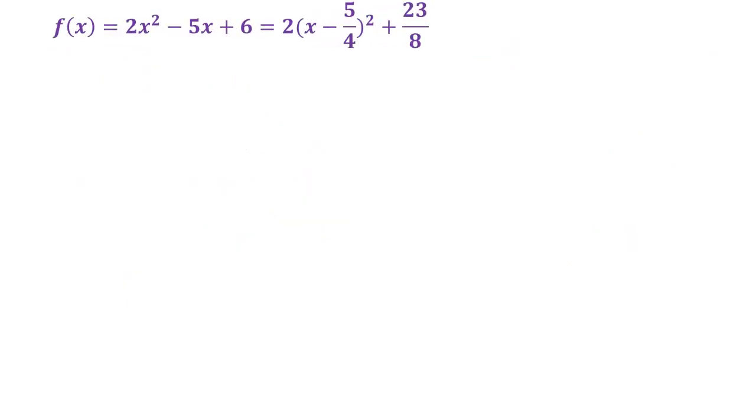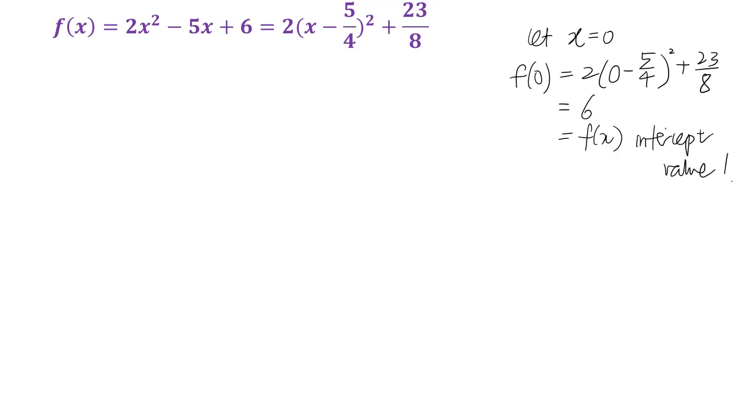Right, so we have done the completed form for this function 2x squared minus 5x plus 6. So what kind of information can we derive from this completed form? Okay, so first of all, we're going to find your f(x) intercept value. If you were to replace f(x) with the letter y, then we're actually finding the y-intercept value. So to find it means we let x equals 0. When you substitute x equals 0, I have f(0) equals 6. So 6 is your f(x) intercept value.